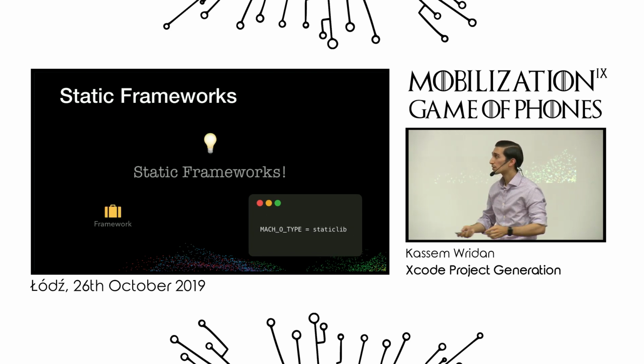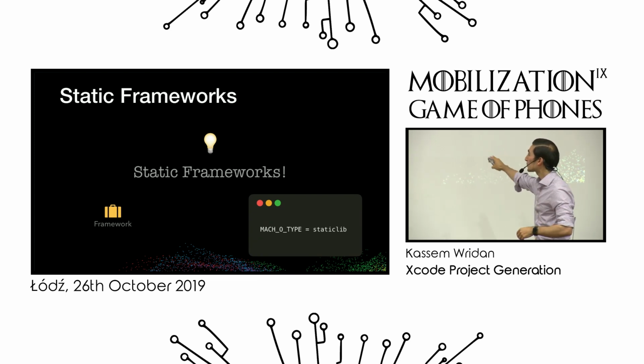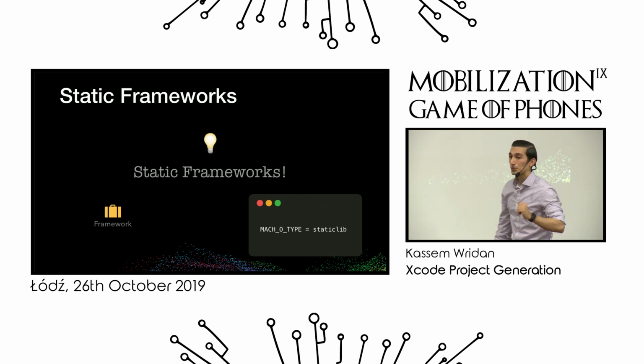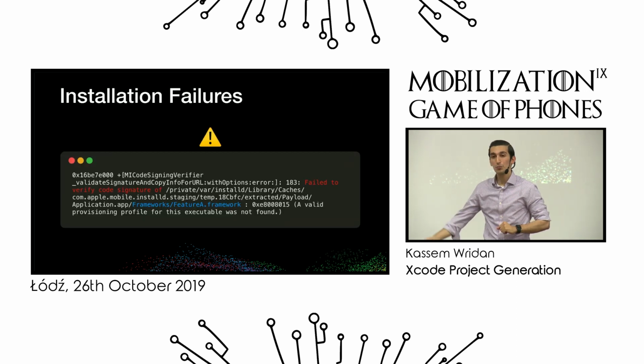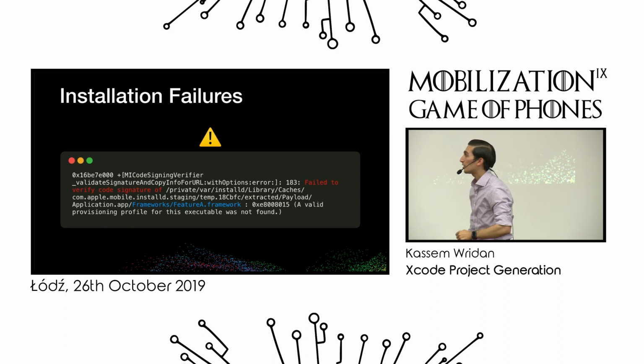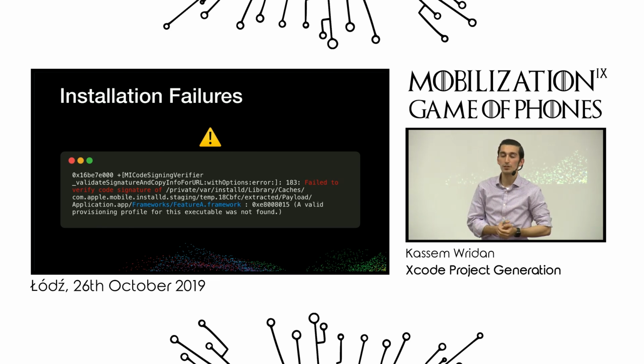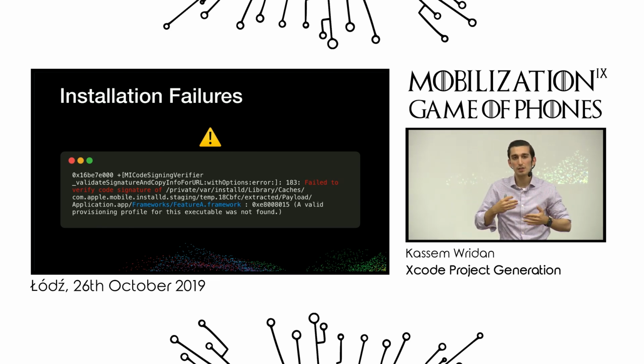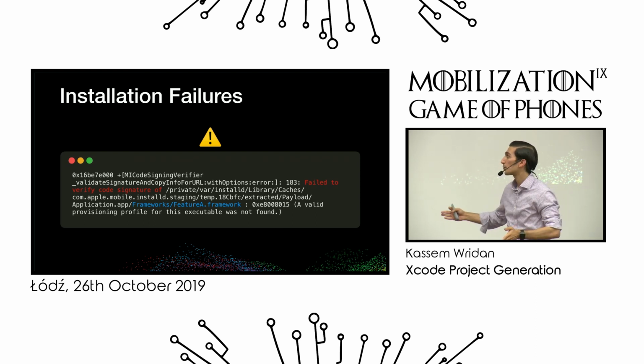Turns out there is. There's something called static frameworks, which is simply the existing framework package or target type, and you just change this build setting, Mach-O type equals static lib. Or so you think. You think this was a quick win until you build your app, try and install it on a device, and you get code signature failed, and you're like, but why do I have to do anything with code signature?